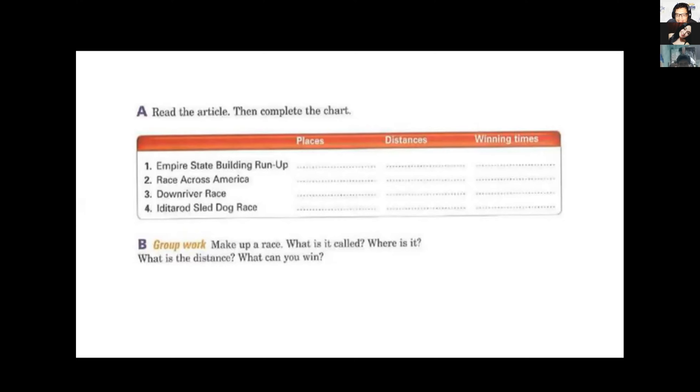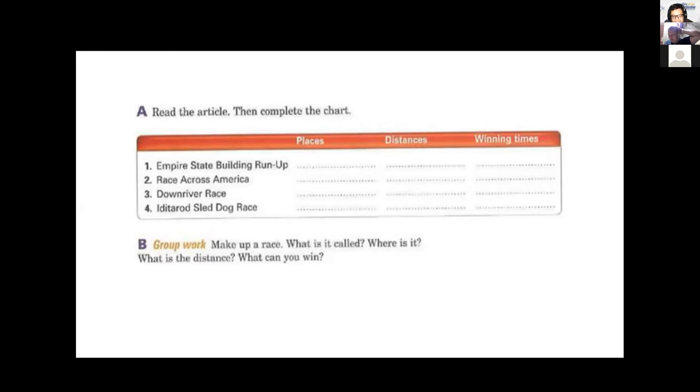And we can see here, for example, the first one, the Empire State Building Run Up. According to this information, ¿cuál era el lugar? What was the place? New York City, teacher. Excellent. New York City, the city that never sleeps. Good. And what is the distances? It's like 1,050 feet, right? Good. And what is the winning time? 10 to 11 minutes. Excellent. Great job. That was the number that we are looking for.